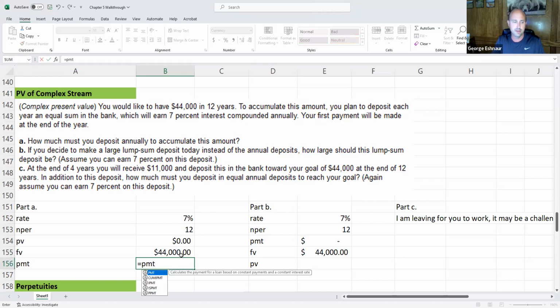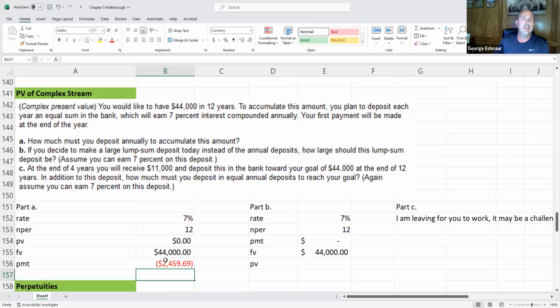So PMT is our payment. And again, rate, number of periods, present value, future value, enter. So we need to pay at the end of each year basically $2,500 over 12 years with a sustained interest rate of 7% to accumulate $44,000 of future value. I'm sure there are some tax consequences to this, but that's not what we're looking at here, though it's something we might consider down the line when we think of cost of capital or debt financing.